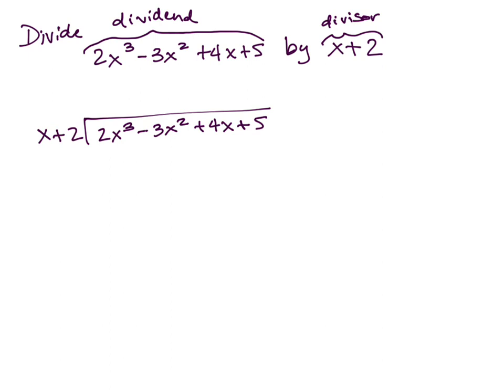We divide one term at a time. Okay? So we're going to divide the first term, which is 2x cubed. We're going to divide that piece only by x. Only looking at the first term. So what is 2x cubed divided by x?